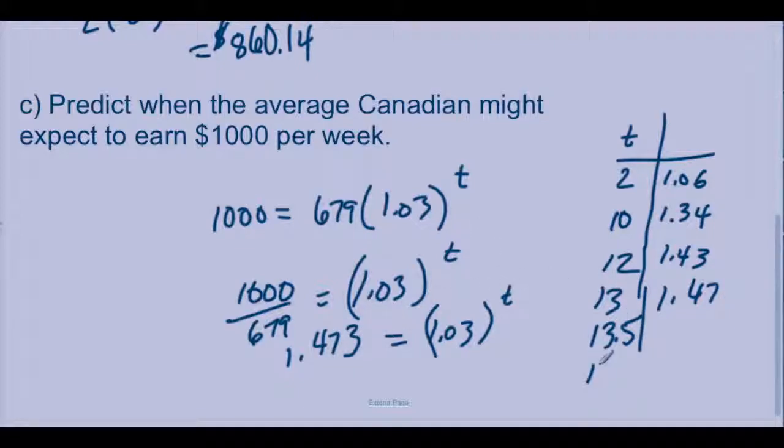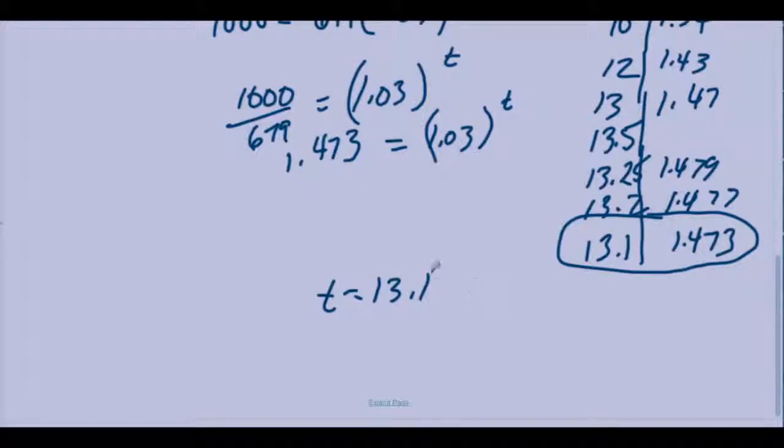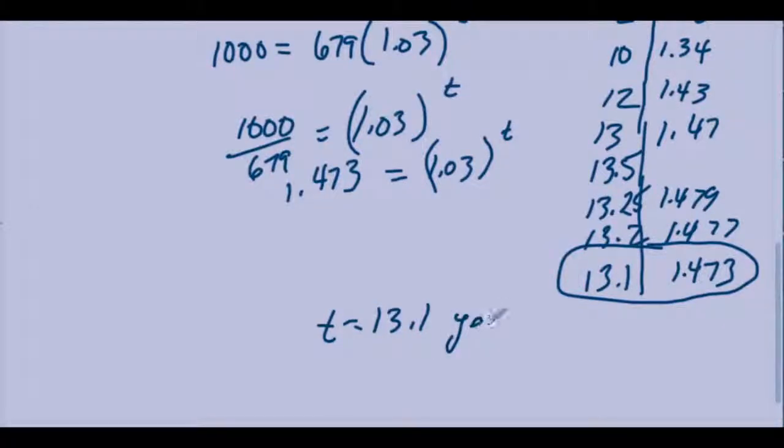So we're in here. Let's try 13.25, half of that. I got 1.479. Let's try 13.2. I got 1.477. One more. Let's do 13.1. I got 1.473. So t is going to equal 13.1 years. So what year will that be? Well, that will be 13.1 years after 2002.